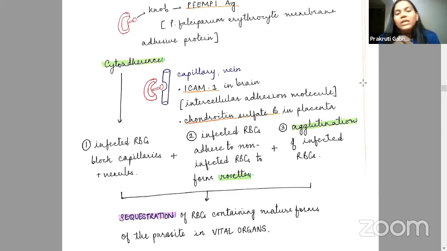The second phenomenon is when the infected RBCs adhere to the non-infected RBCs to form rosettes.